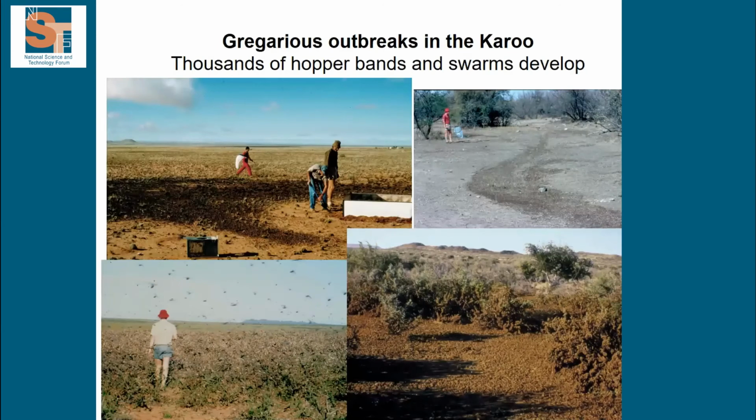Here are some photos of the thousands and thousands of hopper bands and swarms that develop in the Karoo. Most of the hopper bands are relatively small, about 20 meters by 30 meters. In these remote areas in Bushmanland and the upper Karoo, some of the hopper bands can get quite large, up to about a quarter of a hectare in size, and extremely dense. This is roosting at night, and then this is taken in the early morning.